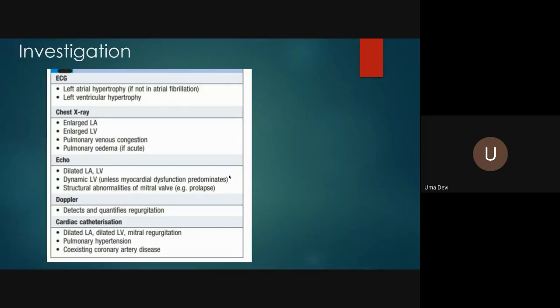And as with any procedure, before doing any surgical procedure, they do cardiac catheterization. One, to find out coexisting coronary artery disease, because when they are going to do a surgery, when they are going to open, if there is an associated CAD, even that procedure can be done.